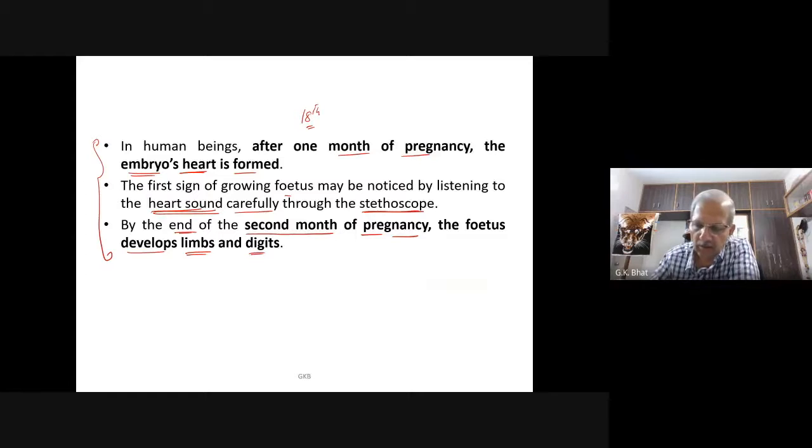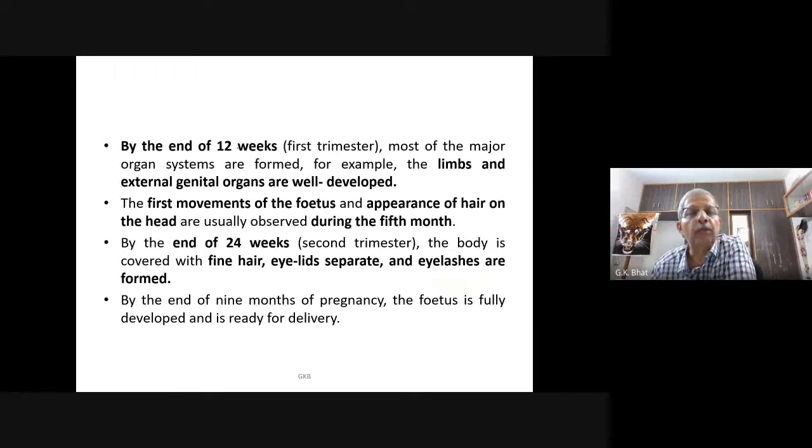Right? Now, by the end of 12 weeks, that means 3 months, we say the first trimester. You know, pregnancy is divided into 3 trimesters. The first trimester ends with the first 3 months: 1, 2, 3. 4, 5, 6 is the second trimester. And 7, 8, 9 is the third trimester.